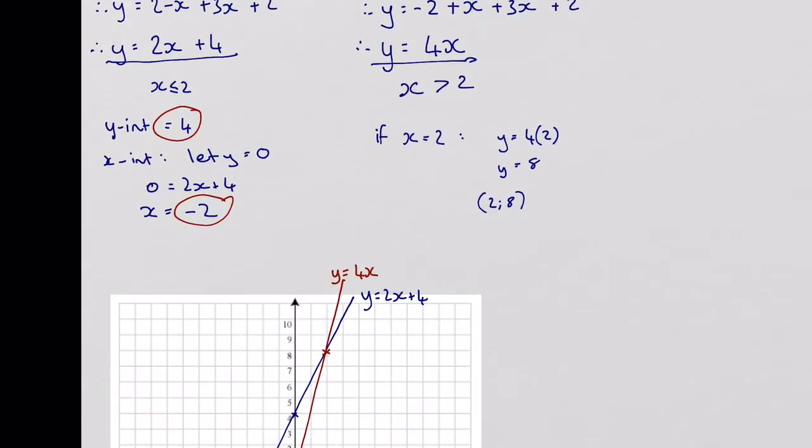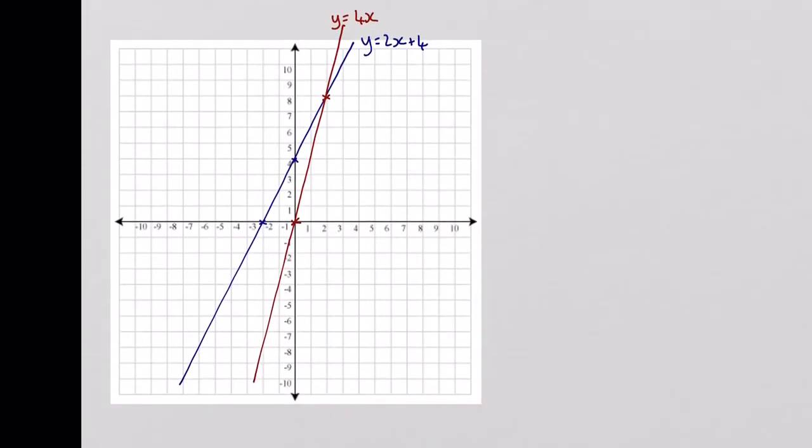And the blue graph said that we needed to have this function y equals 2x plus 4, the blue graph, when x is less than or equal to 2, which means that we need to erase the top part of the function. So that's got to go away because that's for when x is greater than or equal to 2.